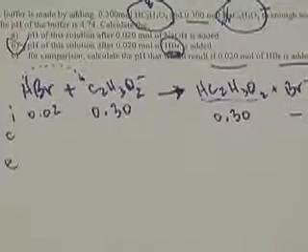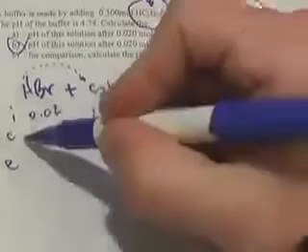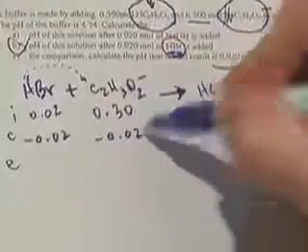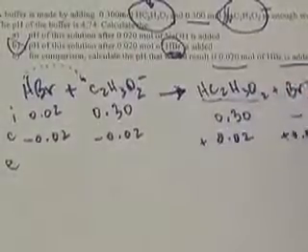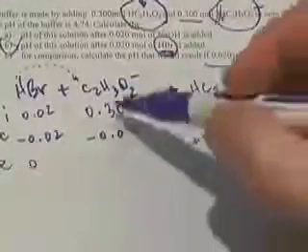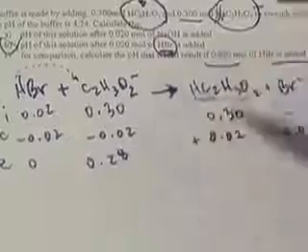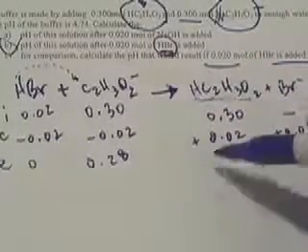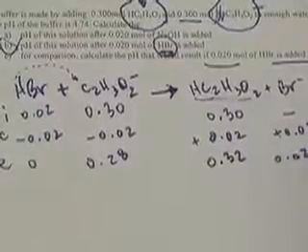Now when the buffer buffs or reacts to absorb the acid, we're going to use up the acid, so 0.02 will go away. We'll lose 0.02 on this side since it's a 1-to-1 ratio, and we will gain 0.02 on this side, and we will gain 0.02 on this side. We'll end up with none here. 0.3 minus 0.02 is 0.28. Here 0.3 plus 0.02 is 0.32, and we'll end up with 0.02 of the Br minus.